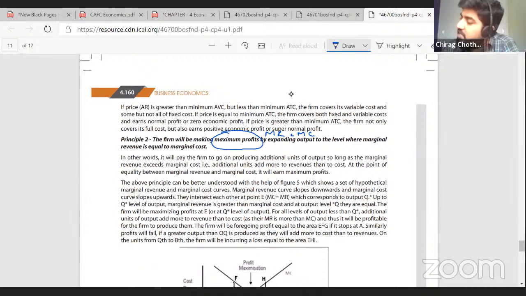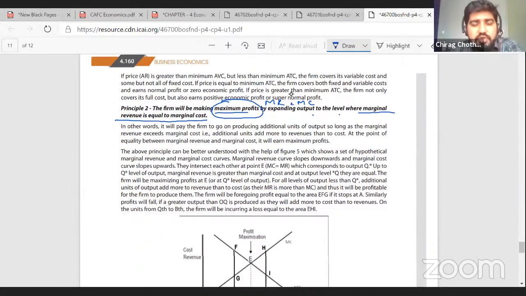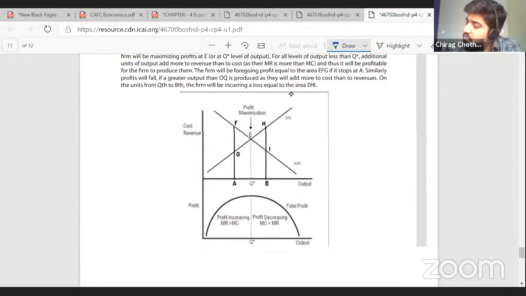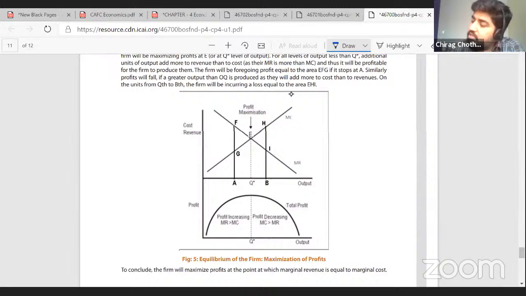The firm will be making maximum profit by expanding output to the level where marginal revenue is equal to marginal cost. And diagrammatically, how do we represent this? The marginal revenue curve is downward sloping, the marginal cost curve is upward sloping, right? When they both intersect each other, that will be the point of profit maximization.